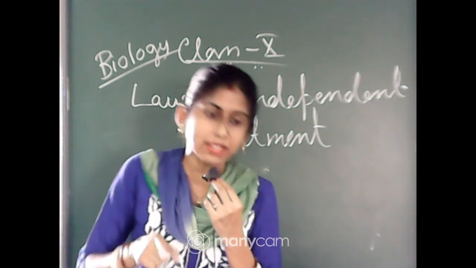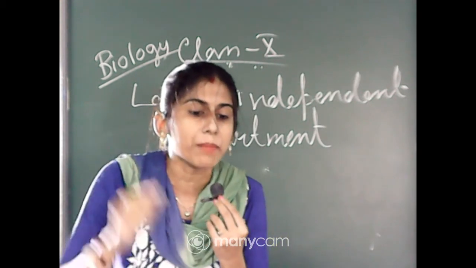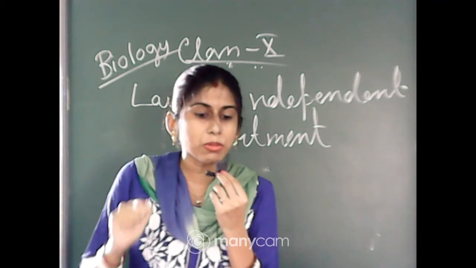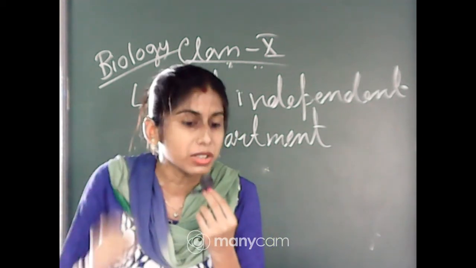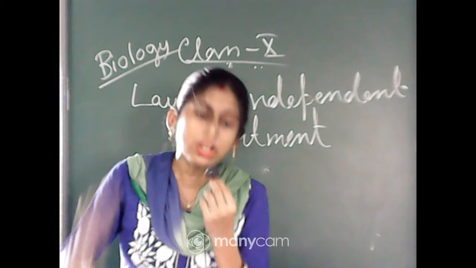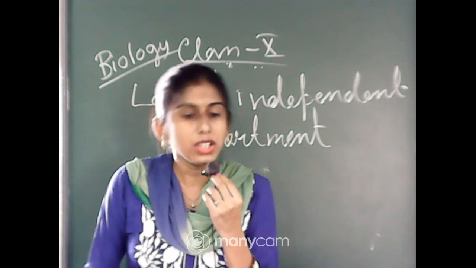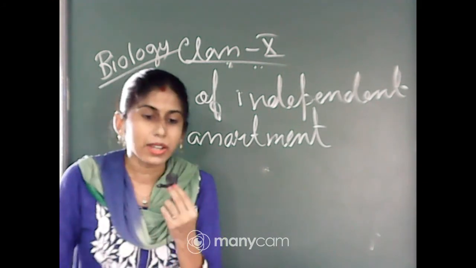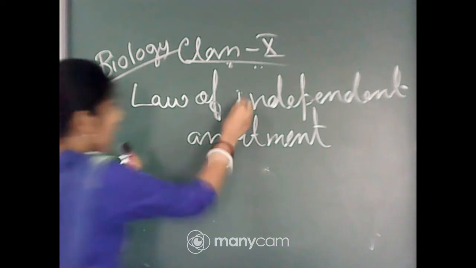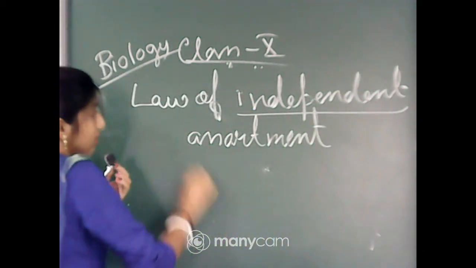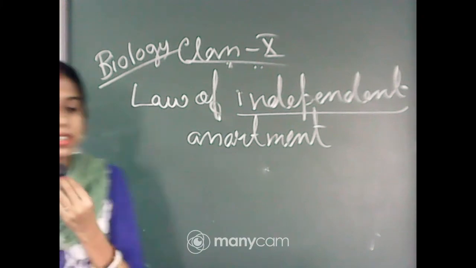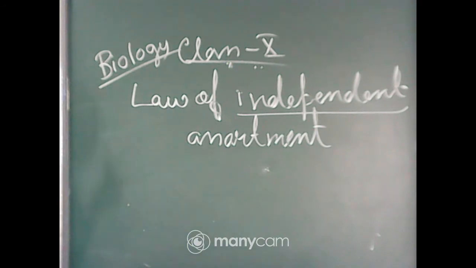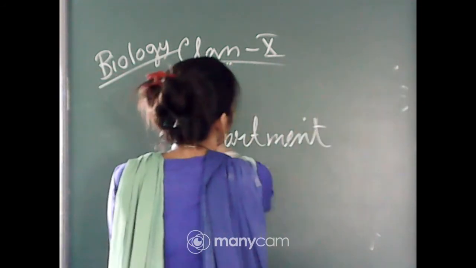So it is not fixed that the round one only combines with yellow. The round one can also combine with green. Like this, the wrinkled one will not combine only with green; the wrinkled one can also combine with the yellow. So there is no fixed case. Anyone can combine with anyone, which means they are independent. That's why this law is called the law of independent assortment. So these 3 laws were given by Mendel after the discovery of the monohybrid and dihybrid cross.